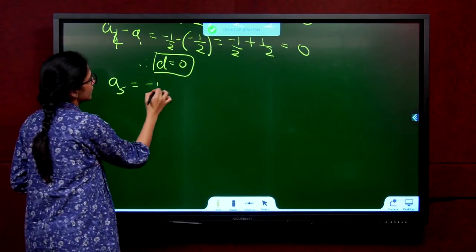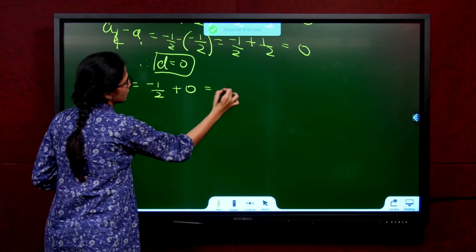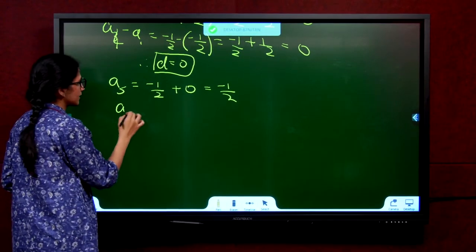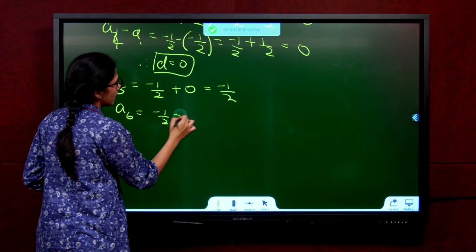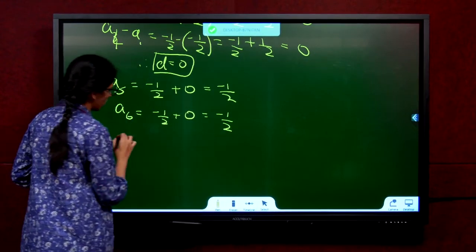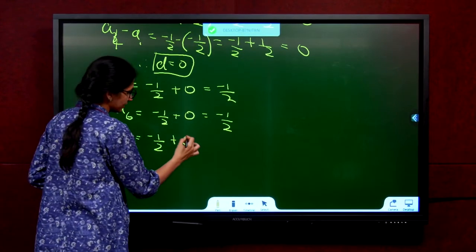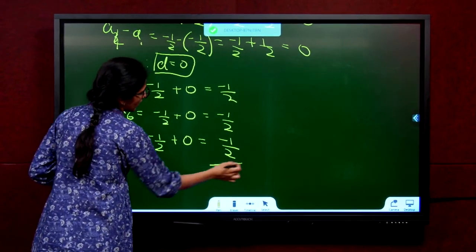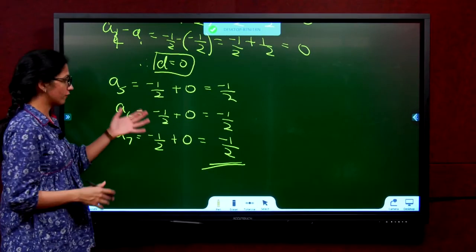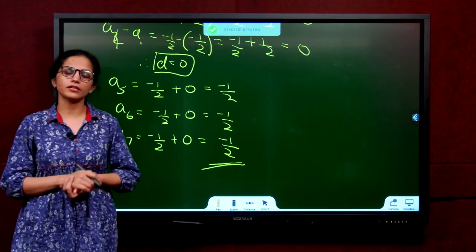A5, minus 1 by 2 plus 0, minus 1 by 2. A6, minus 1 by 2 plus 0, minus 1 by 2. A7, take the last term minus 1 by 2, add the common difference 0, minus 1 by 2. In all the cases, we've got the next three terms over here.